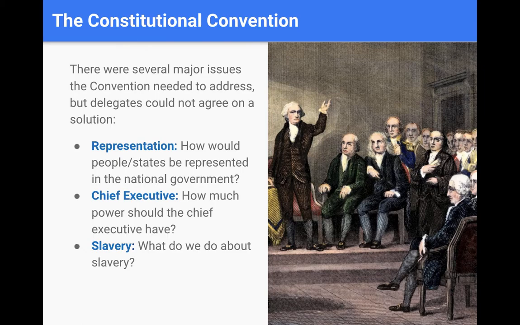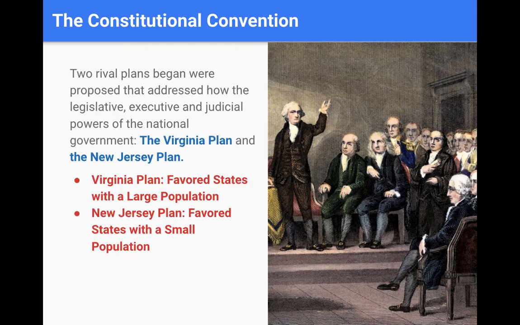Another major debate is over the issue of slavery. What is our nation going to do about the issue of slavery? Are we going to outlaw it? Are we going to allow it to stay? Are we going to punt on it and save it for future generations? What's going to happen with that particular issue? So as a result of that, you have two rival plans that get proposed that start to address these issues in different ways.